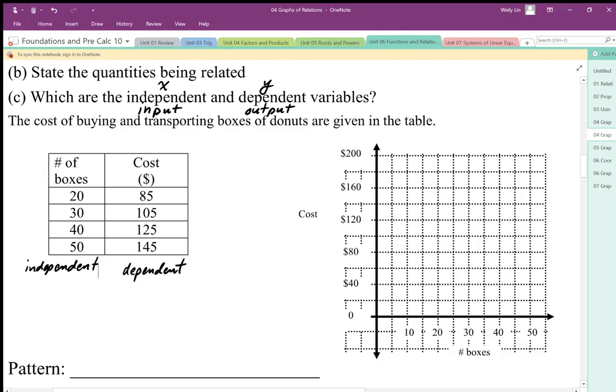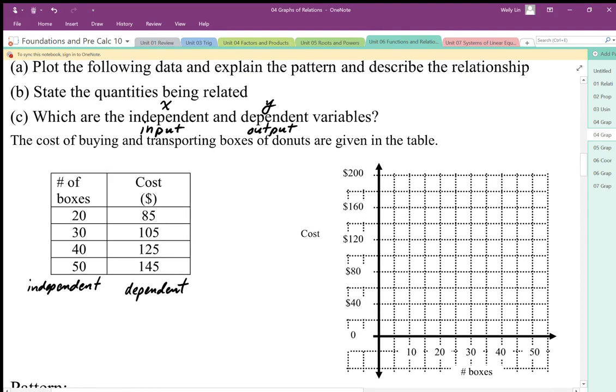So here we're going to graph these quantities. The number of boxes we're going to graph along x, horizontal, and the cost we're going to graph along y, or the vertical. So for 20 boxes, it costs $85. So $85 may be somewhere around here. For 30 boxes, it costs $105, somewhere around here. 40 is going to cost $125, so somewhere around here. And for 50, we're talking about $145, so maybe somewhere around here.